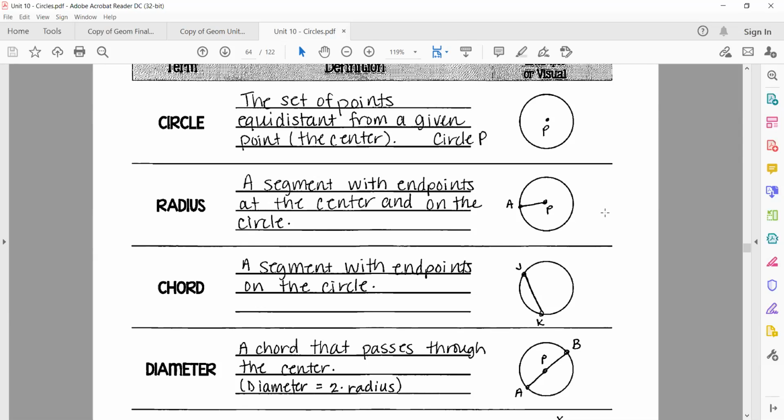So this is a simplified approach, using the basics involving circles that anybody really should know.